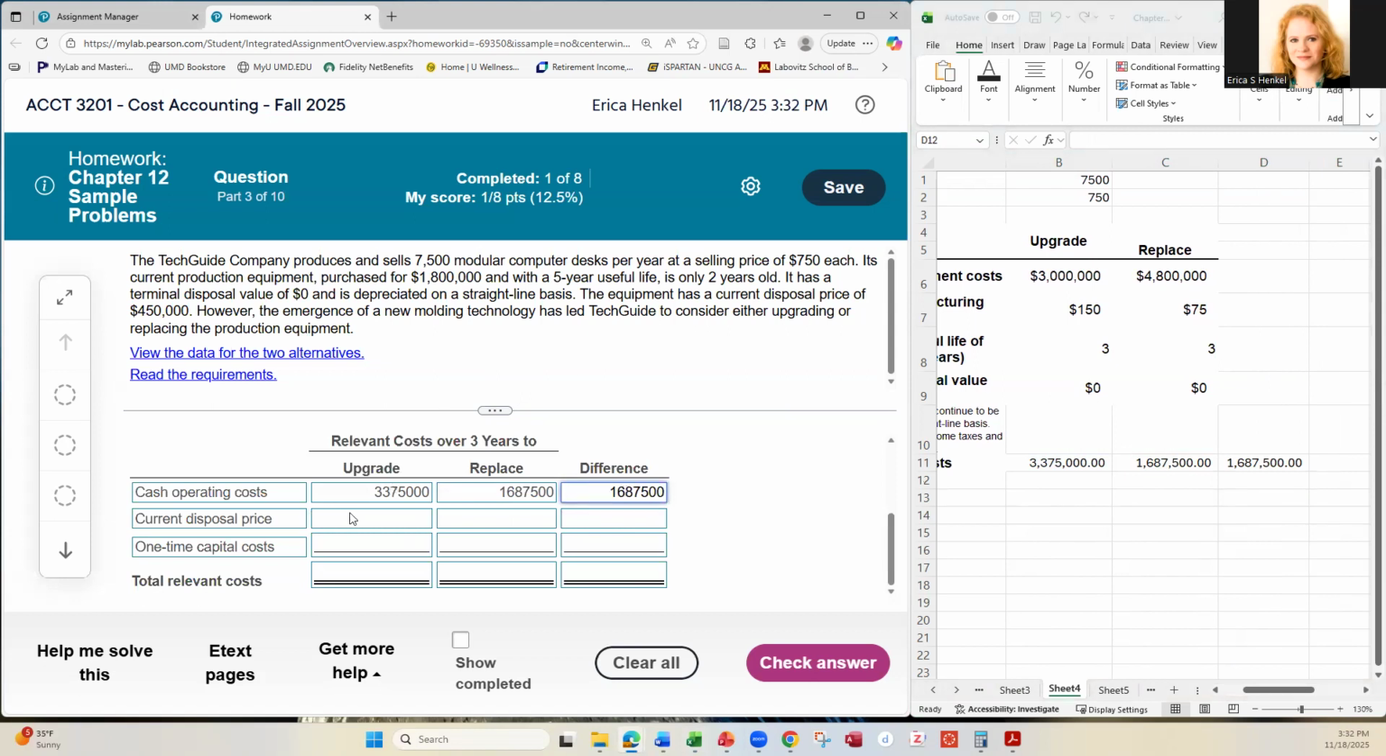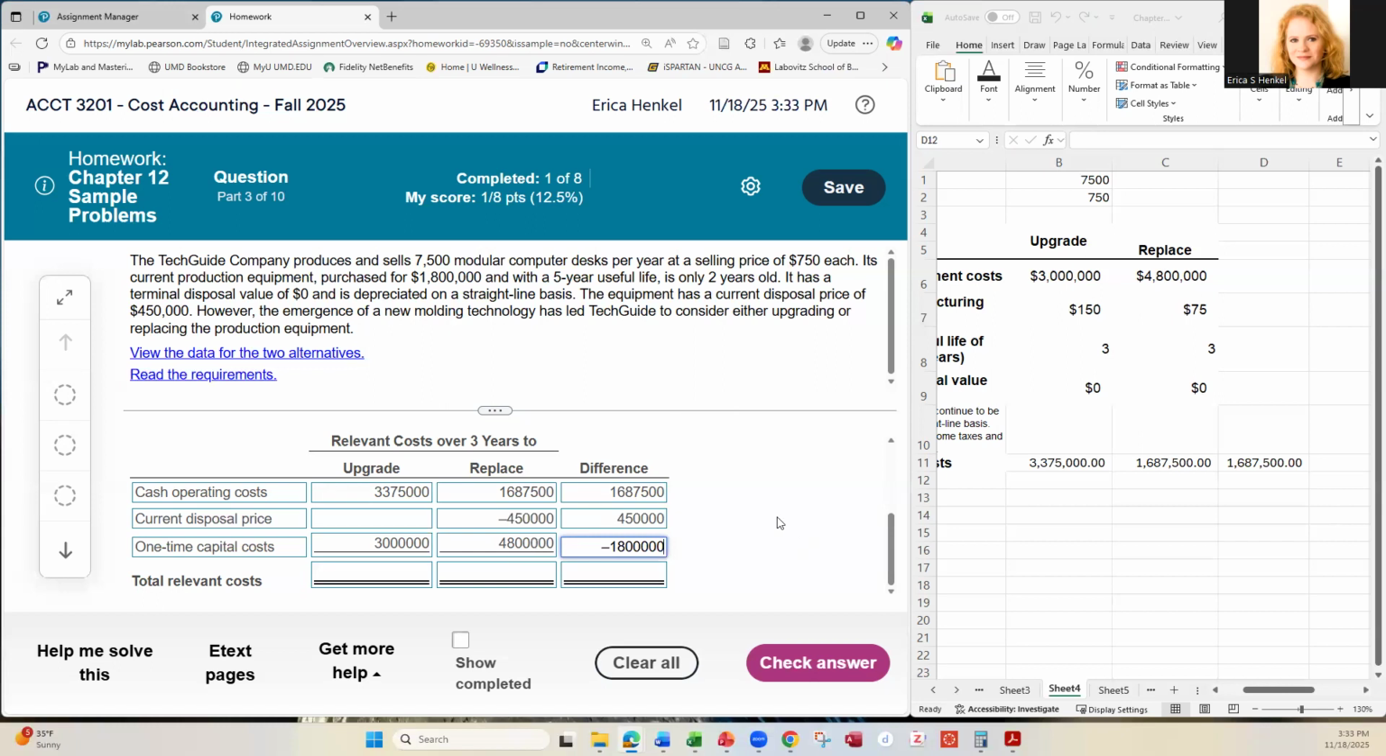All right. So current disposal price. So if we upgrade it, we're not disposing of it, right? So we only have that disposal cost here. And it's 450,000. And then one-time capital costs to upgrade would be 3 million. 1, 2, 3, 4, 5, 6. Okay, count my zeros. All right, so we would have approximately 1.8 million there in difference. So it costs 1.8 million more.